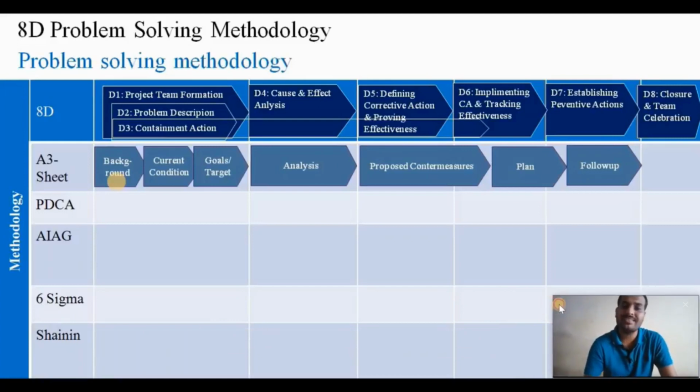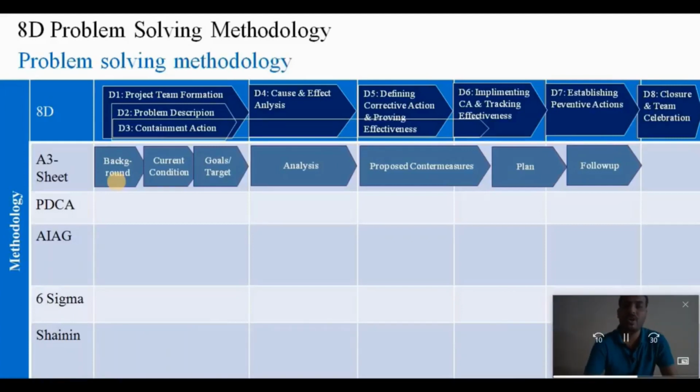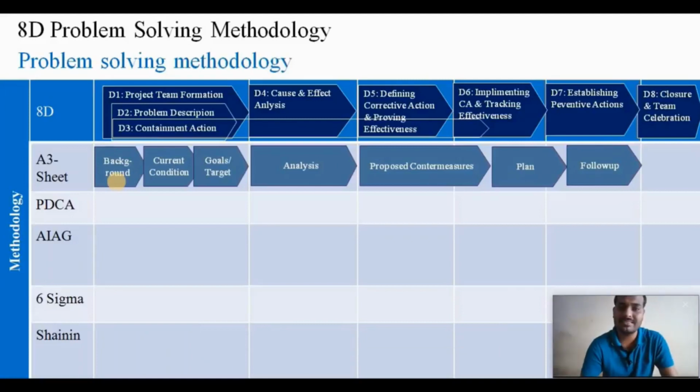Then the second phase is the current condition of the problem: how much percentage defect is there, what is the current OEE percentage, what is the current time for the changeover. Like this you have to mention the current state of the problem in the second phase. Then in the third phase you have to set the goals or target, where you want to go, from how much OEE to where you want to reach. Let's say from 80 to 85% you want to go. Another example, how much percentage scrap reduction you want to achieve. Like this you have to define your target state.